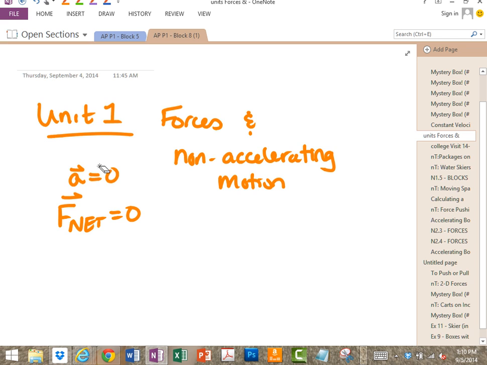I'm really excited about Unit 2. Do you know what happens in Unit 2? Accelerating. We're going to accelerate stuff. Yes! Not that Unit 1 was unexciting, I'm not trying to imply that. But in Unit 2, we're talking about forces and motion, but it's going to be accelerating motion. So in these cases, F net will not be 0 anymore.